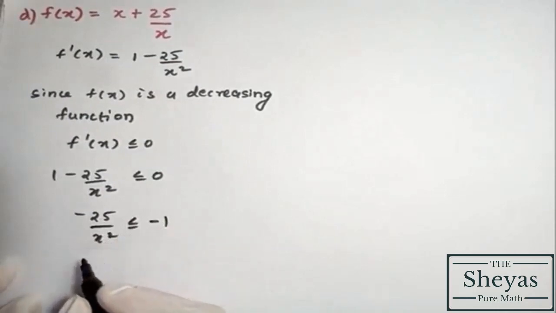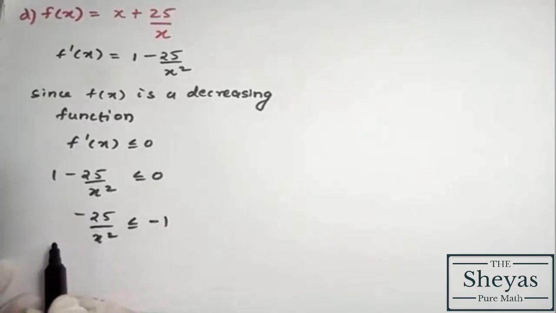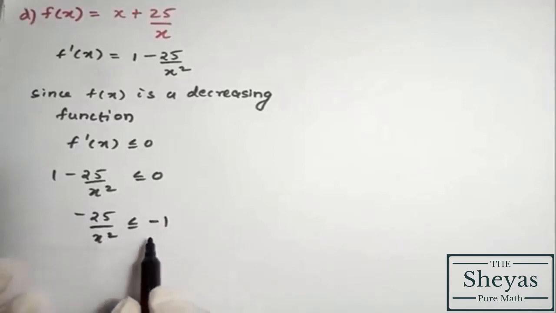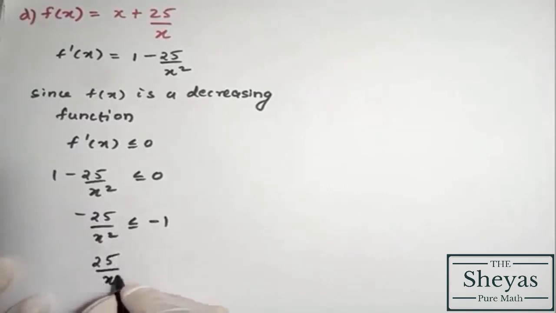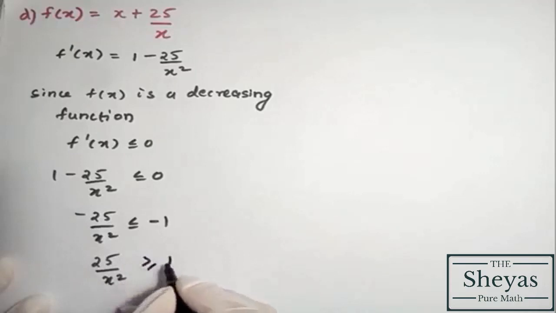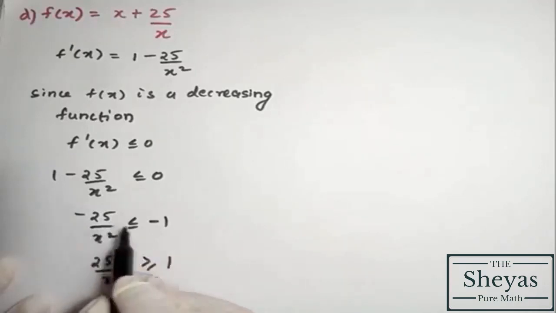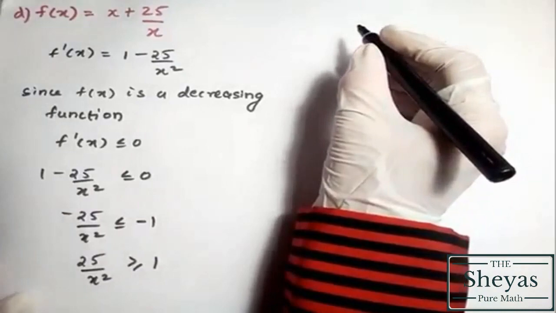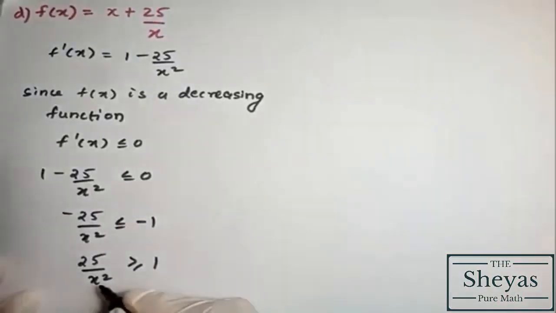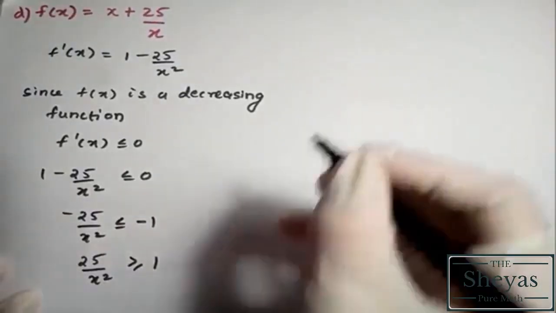So here I am doing the same thing. When you multiply the inequality with a negative sign, what will you get? You will get a positive value 25 by x square greater than or equal to 1. Since you are multiplying this with a negative sign, the inequality changes and this will become 25 by x square, and this will become positive 1. Then 25 by x square greater than or equal to 1.